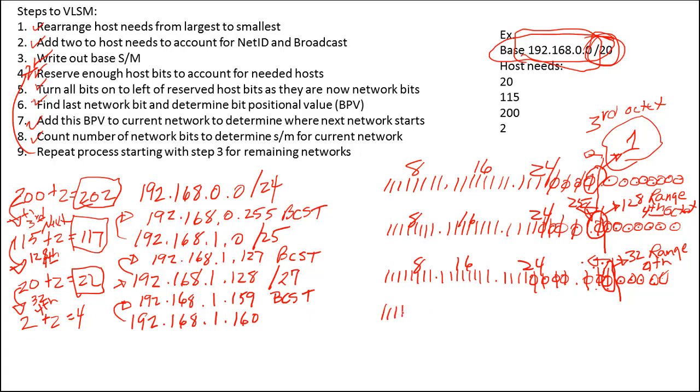1, 2, 3, up to 20, and then 21 through 32. This time I'm solving for 4. I reserve 1, 2 host bits. That gives me 4. That's enough. Everything to the left gets turned on.